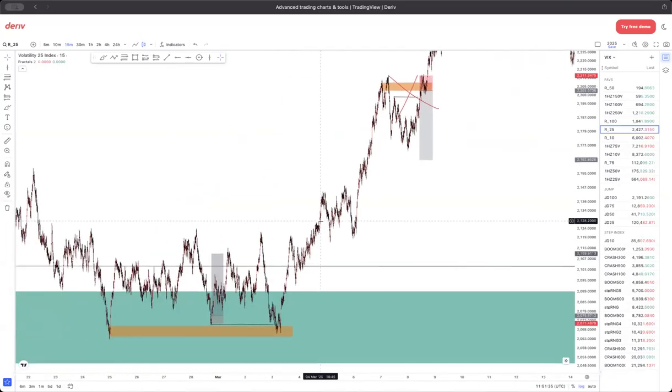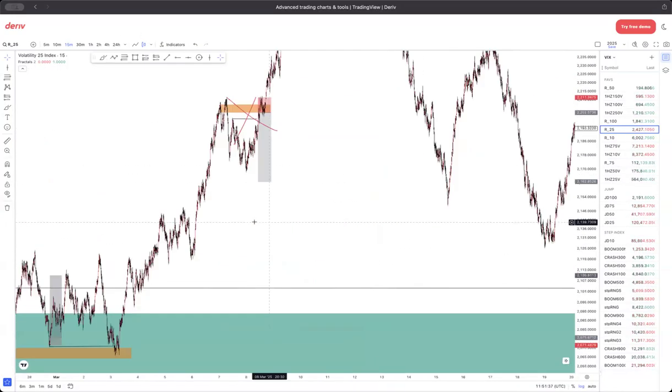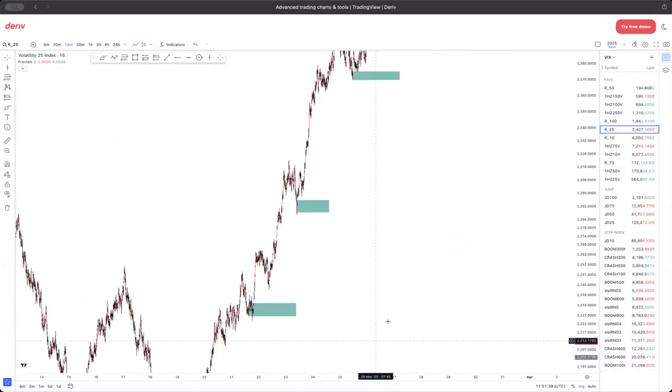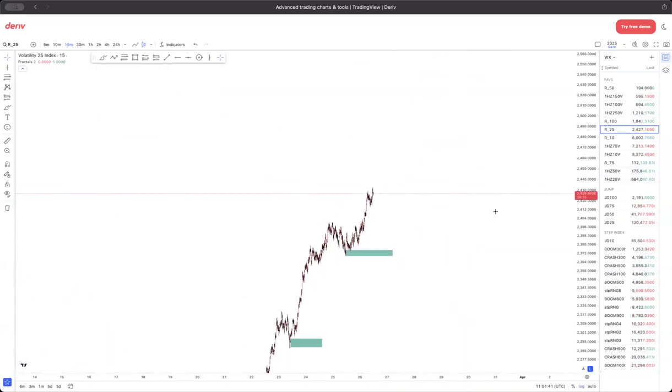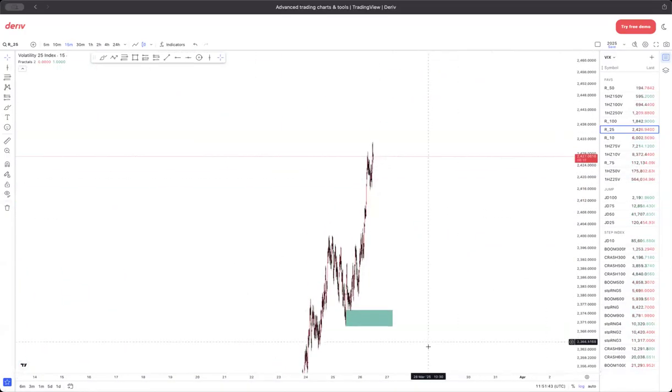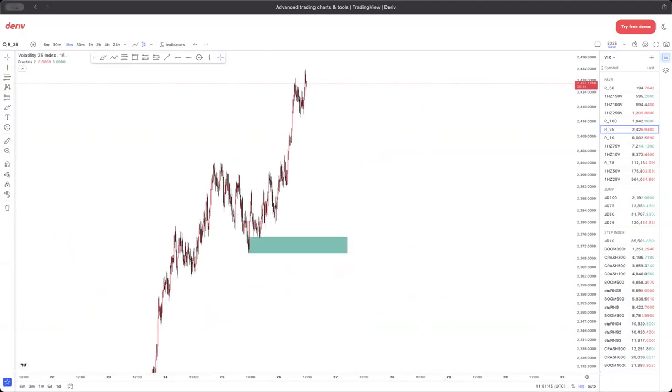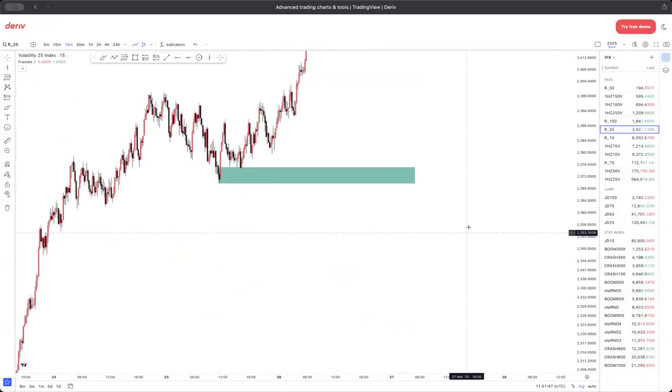Any other question? I think that is it. So that's how I do my top-down analysis, and that's how I look out for confirmation entries. My confirmation entries have to be what? The 5 minutes POI, not the 15 minutes, to the 5 minutes POI.